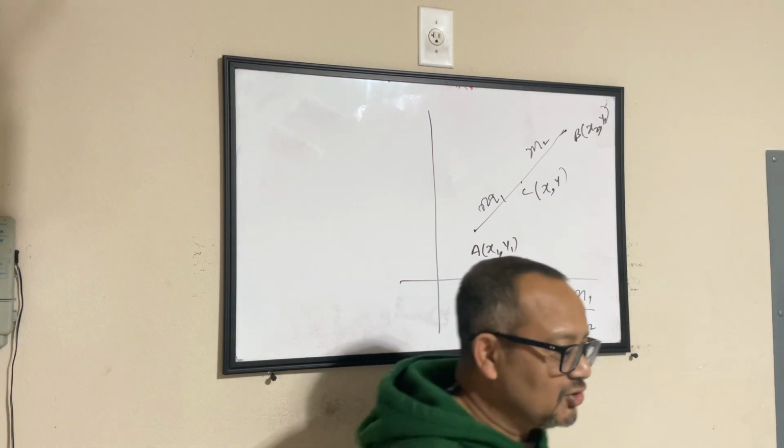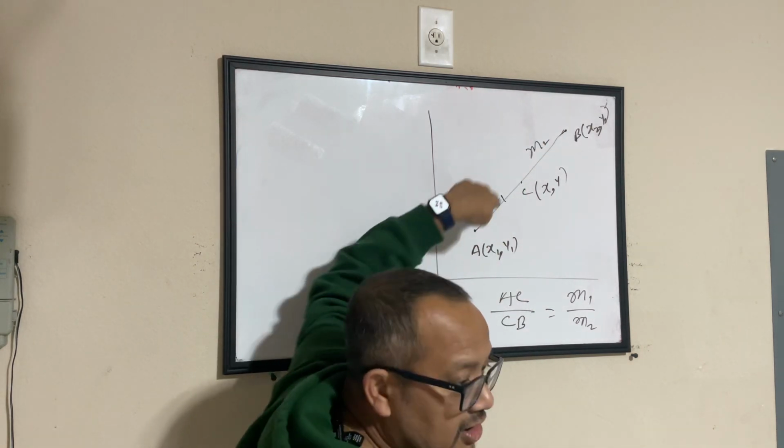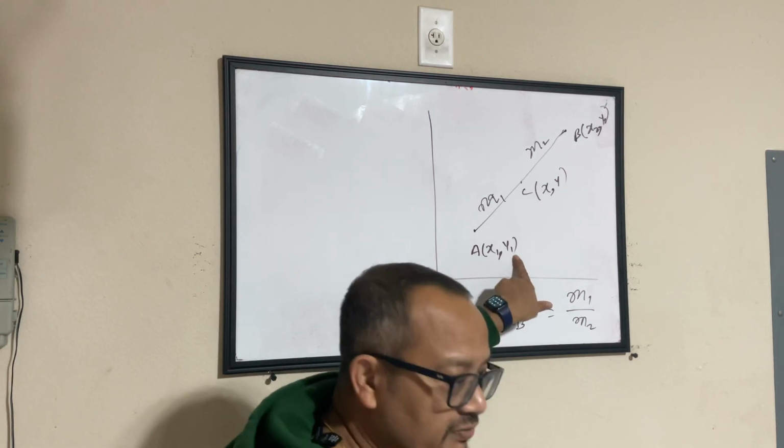So the situation is, we have two points A and B in a coordinate plane. Point A has coordinates x1 and y1.